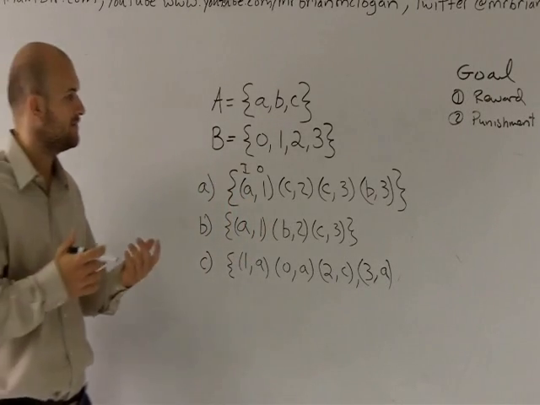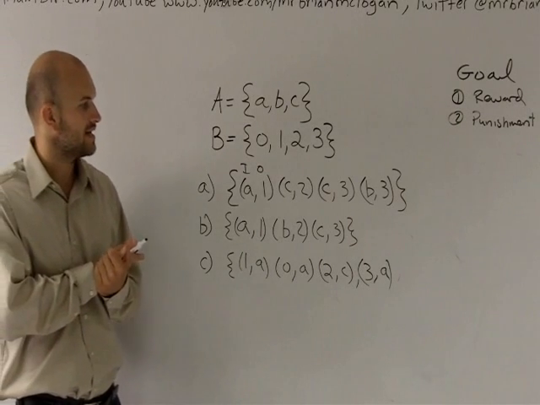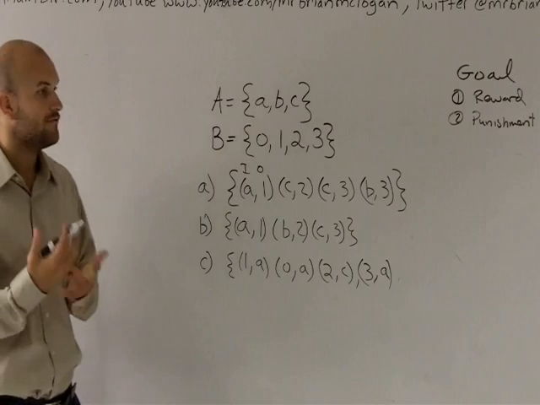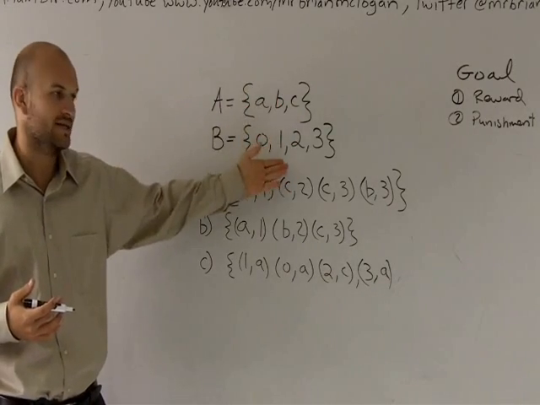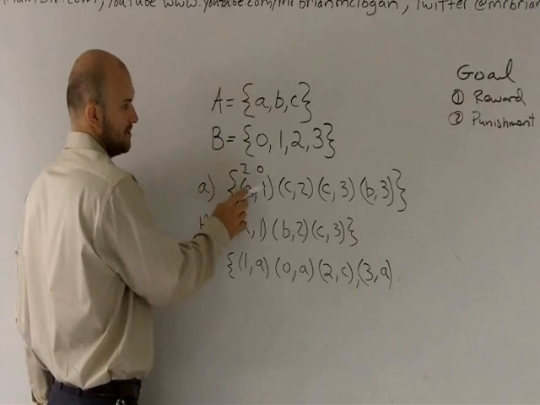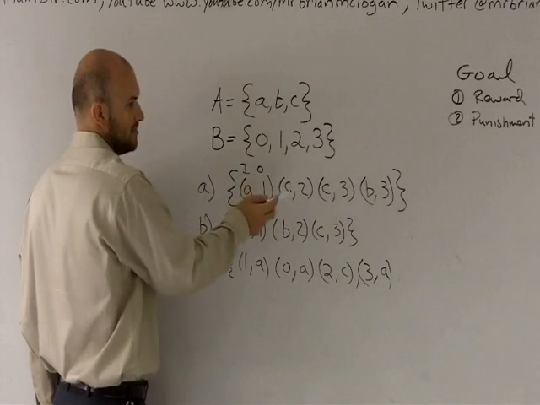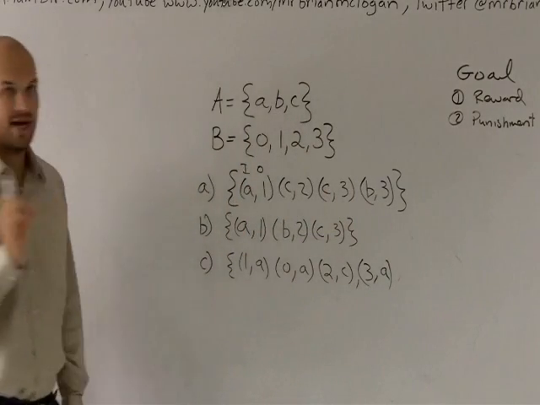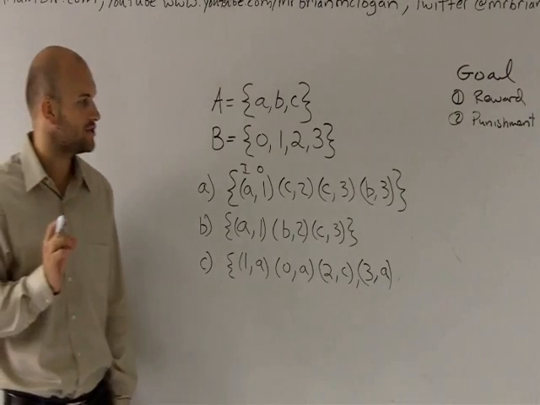There are a couple of things to remember to determine if it is a functional relationship. First, everything in set A has to map to something in set B. So first we look: does A map to something? Yes. Does B map to something? Yes. Does C map to something? Yes.